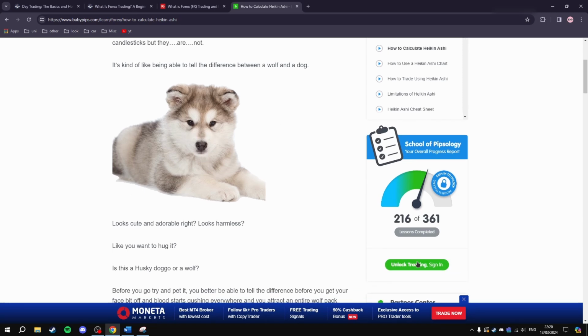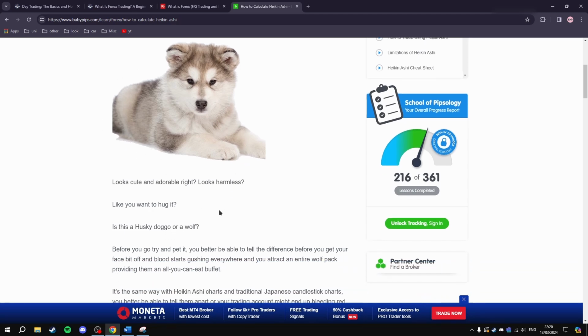Looks cute and adorable, right? Looks harmless, like you want to hug it. Is this a husky, doggo, or a wolf? That's a wolf, right? Before you go try and pet it, you better be able to tell the difference before you get your face bit off and blood starts gushing everywhere and you attract an entire wolf pack, providing them an all-you-can-eat buffet.